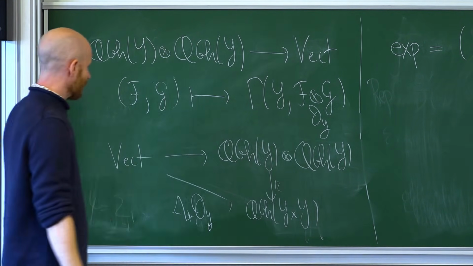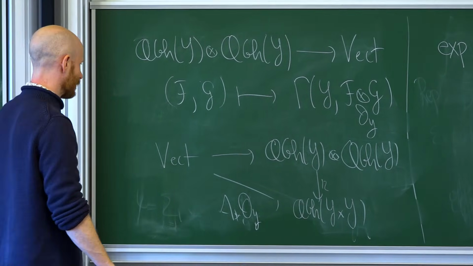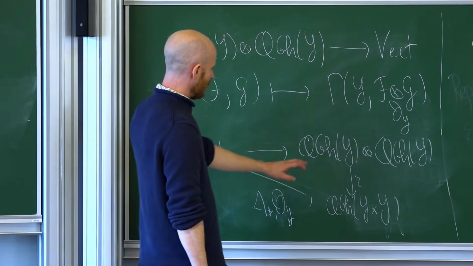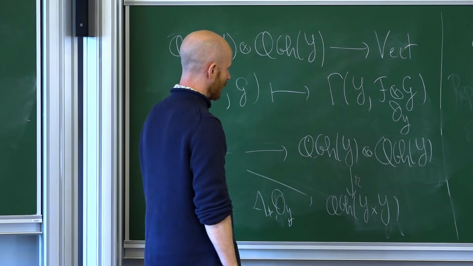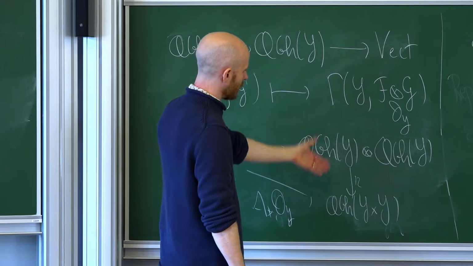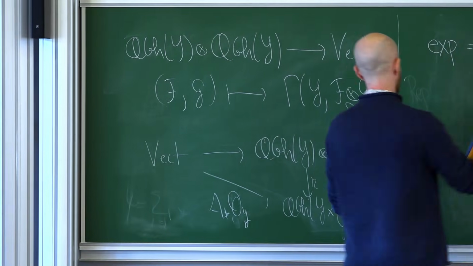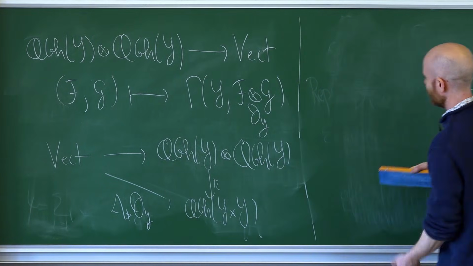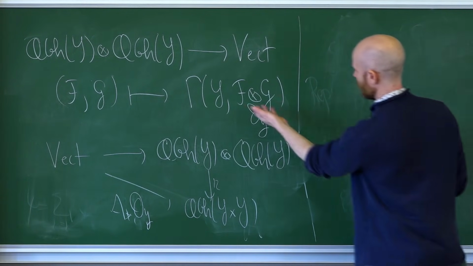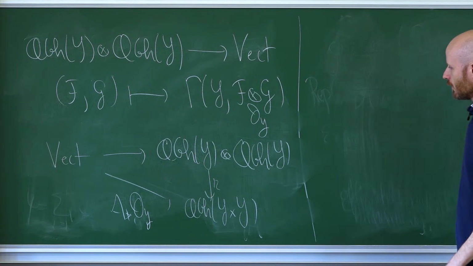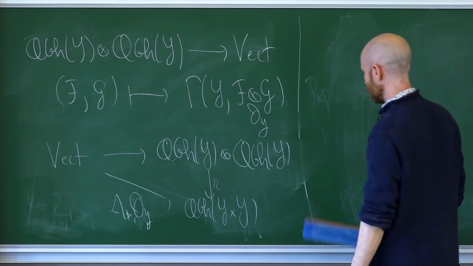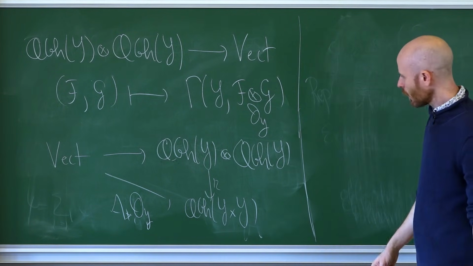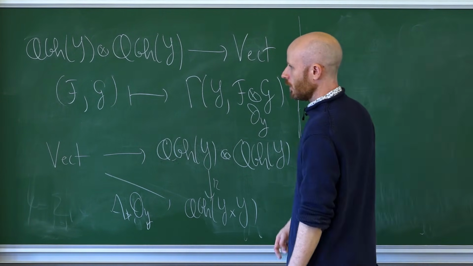The idea is that if you imagine Y was a finite set and you replace QCoh with functions, then these formulas are exactly the formula for the dot product. And so it just works.